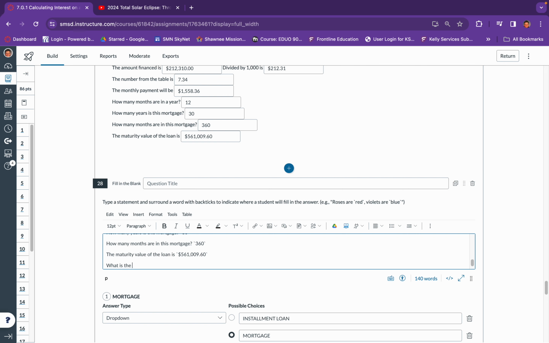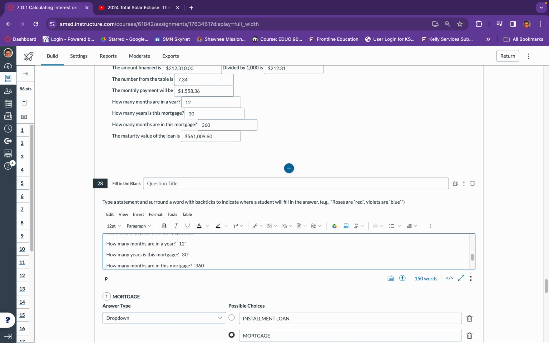what is the interest on the mortgage? I can't spell because I'm on camera. So what is the interest on the mortgage? And so I need to calculate that first of all.